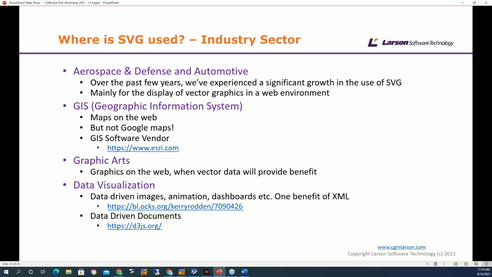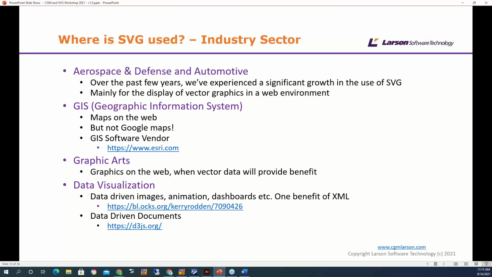So where is SVG used? Well, I would have said probably 3 or 4 years ago, not in aerospace and defense, and now I would say yes, it is, because we have a lot of customers converting to SVG, but mainly for display in a web environment, not really for creation or editing of the graphic post display. So keeping both file formats is still common.